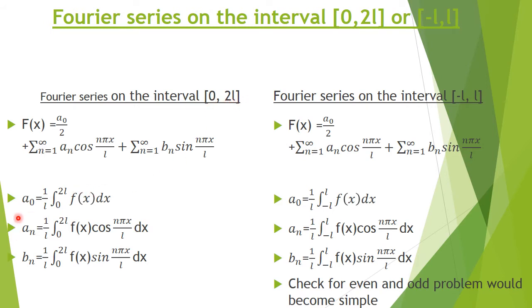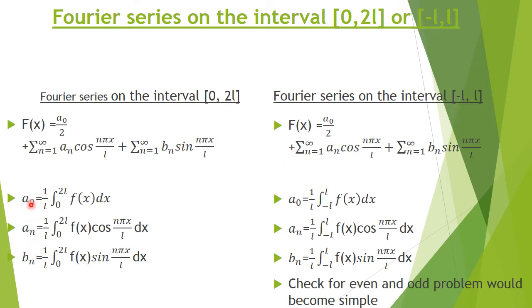Okay. Then what are the Euler's coefficients, or Euler's formula, or Fourier coefficients a0, an and bn? They are 1 upon half the length of the interval. Again, what is the length of the interval here? 2L minus 0. It is 2L. And what is the length of the interval here? L minus of minus L is equal to 2L. The length of the interval formula is B minus A. So L minus of minus L is equal to 2L.